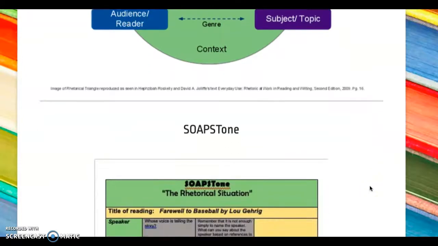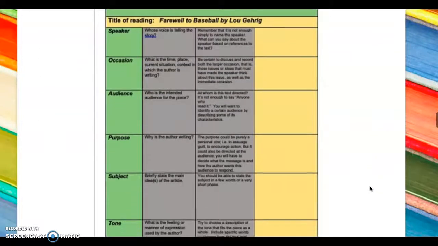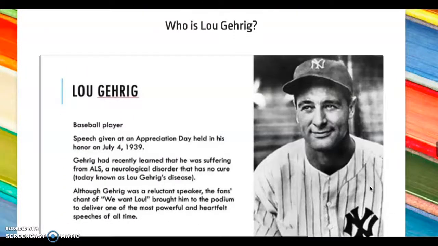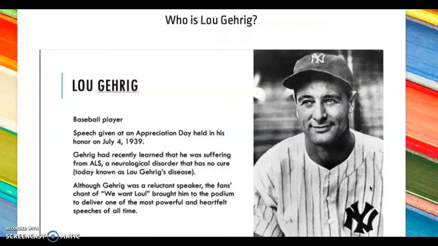All right, so we've got our SOAPSTONE there. I want to take just a second before we read Lou Gehrig's farewell to baseball, and before we try to analyze the rhetorical situation, to tell you a little bit about who he is. He is a baseball player. You can see this picture of him playing for the New York Yankees, and he gives this speech at an appreciation day held in his honor on July 4th, 1939.